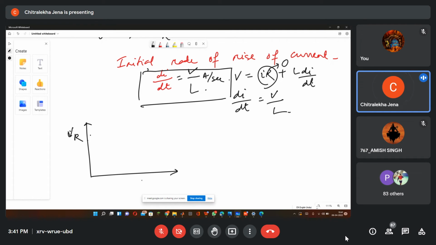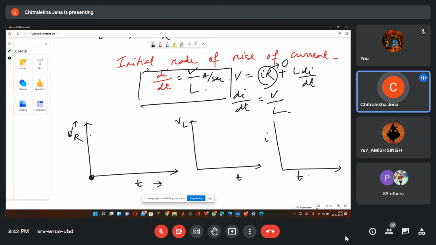VR and I with time. Then I will draw VL with time. Then I will draw current versus time. How will the graph be? Just analyze. Initially, what is the voltage across the resistor? 0. Okay. Listen first, then we'll draw. I will give you time. Don't worry. Listen first, your concept will be clear.